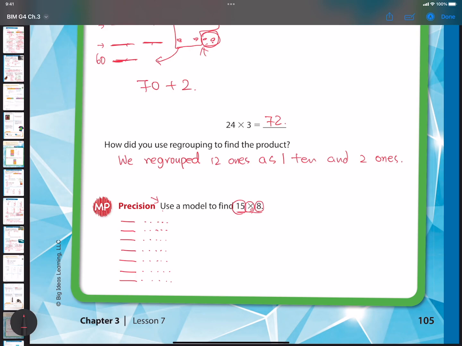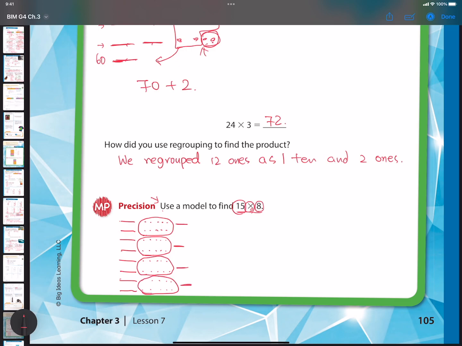So far, how many groups have we made? 1, 2, 3, 4, 5, 6, 7. Oh, one more to go. One long, and 1, 2, 3, 4, 5. Now if we combine the 5 and 5, this becomes 1 ten, remember? And this is going to be another one long, and another one long, and another one long.